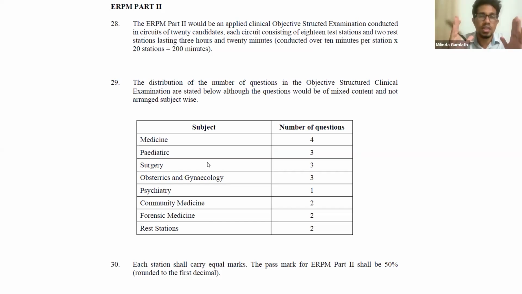Each station will be only 10 minutes, and you will have 20 stations overall. Out of that, 18, as mentioned in your new guideline, will be the actual test stations. The other two will be rest stations.